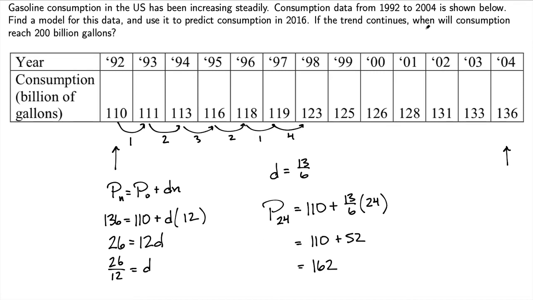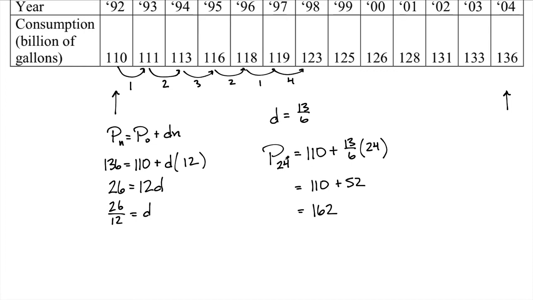If our trend continues, we'd like to find out when consumption would reach 200 billion gallons. So now we're going to go back to this formula that we have, and we want it to end up as 200 equals P naught, which was 110, plus D, 13 over 6, times N. And we don't know what N is. We'd like to know what that is. So now we can solve for N.